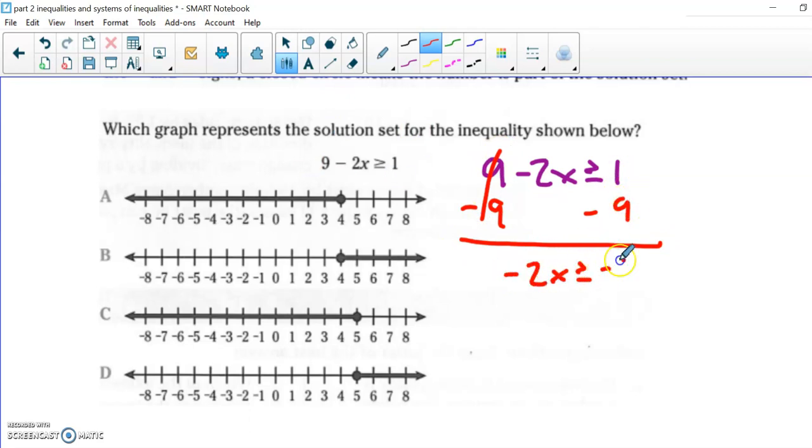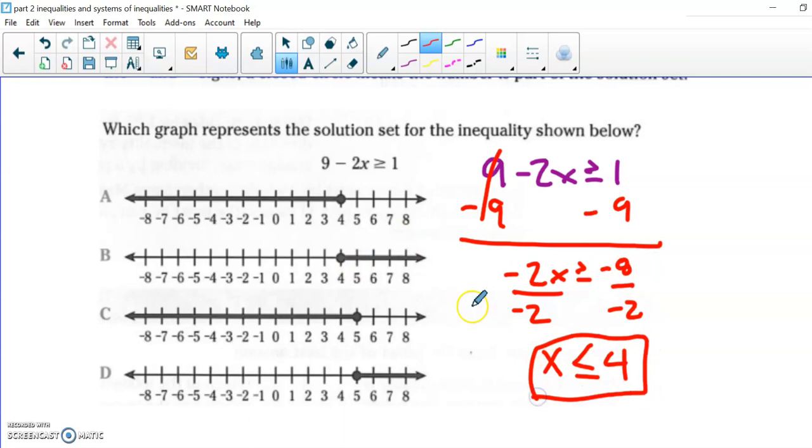And then that's going to give me negative 8. Now I'm going to get rid of that negative 2, so I'm going to divide each side by negative 2. Boom. As soon as I see I'm dividing by a negative, I'm flipping that sign so I don't forget. And then negative 8 divided by negative 2 gives me positive 4. All right, so it has a bar, so we know it's a closed circle. They all have closed circles. This one's on 4, 4. This is 5, 5. So right away I know C and D are wrong. And I want less than, so I want shade down. So it looks like A is going to be our correct answer.